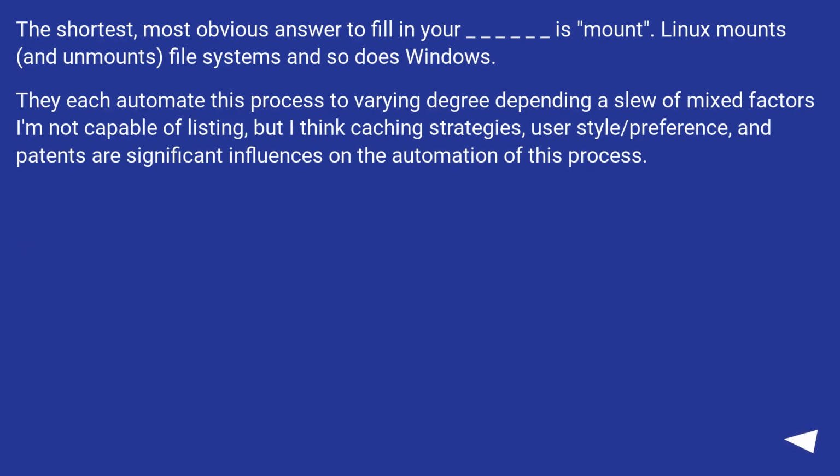The shortest, most obvious answer to fill in your ____ is mount. Linux mounts and unmounts file systems and so does Windows. They each automate this process to varying degrees depending on a slew of mixed factors I'm not capable of listing, but I think caching strategies, user style/preference, and patents are significant influences on the automation of this process.